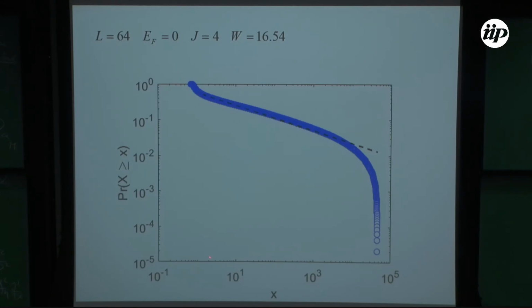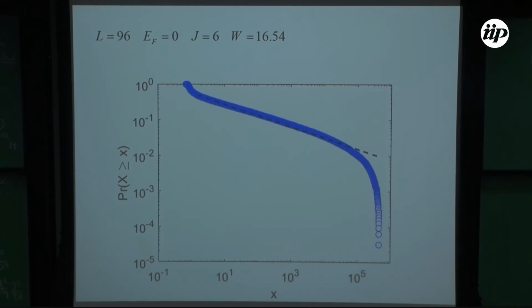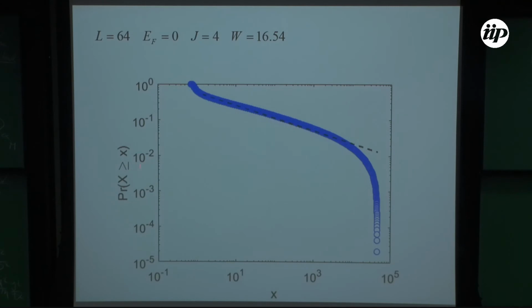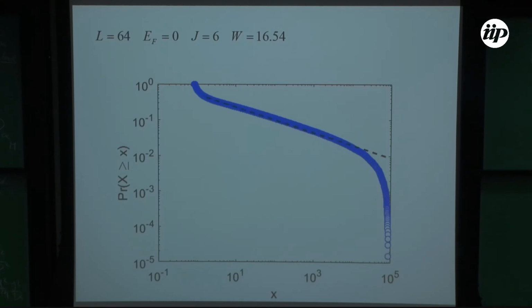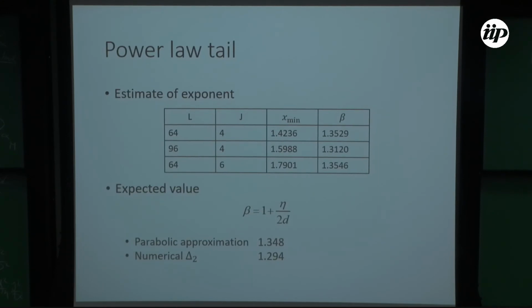Nevertheless, we have 3 to 4 orders of magnitude where it's not so bad. This is the other case. This is j equals 6. This is tk0 divided by tk, so clean system Kondo temperature divided by Kondo temperature. This is L equal 96. This is L equal 64. And here's a summary.